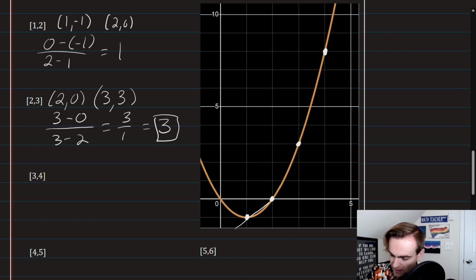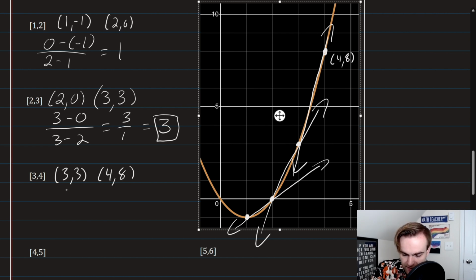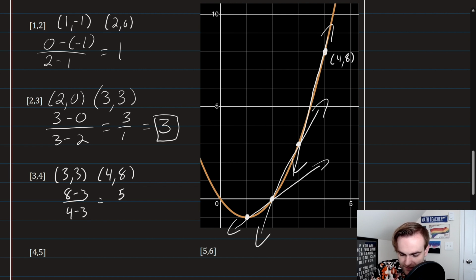We went from this line here to this line here to this line here. It's getting steeper as we go, so we can expect to have a larger number from this. And this point here looks to be 4, 8. So we have 3, 3, and then 4, 8. So we have 8 take away 3 over 4 take away 3, and that gives us 5 over 1, which is 5. So our slope is indeed steeper, it's increasing.